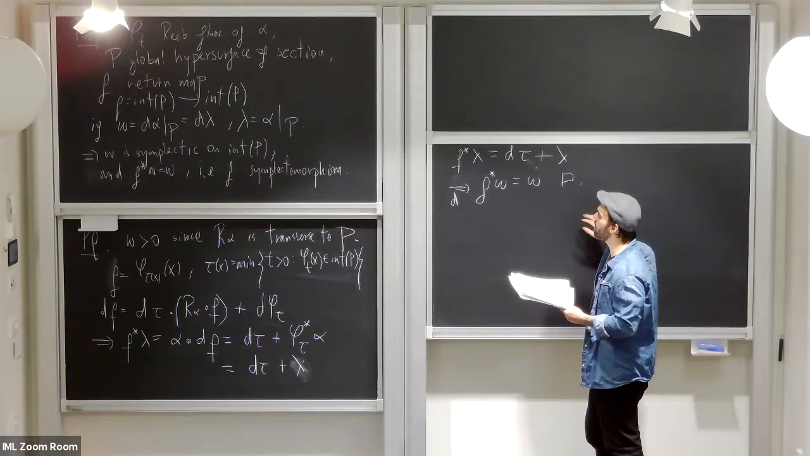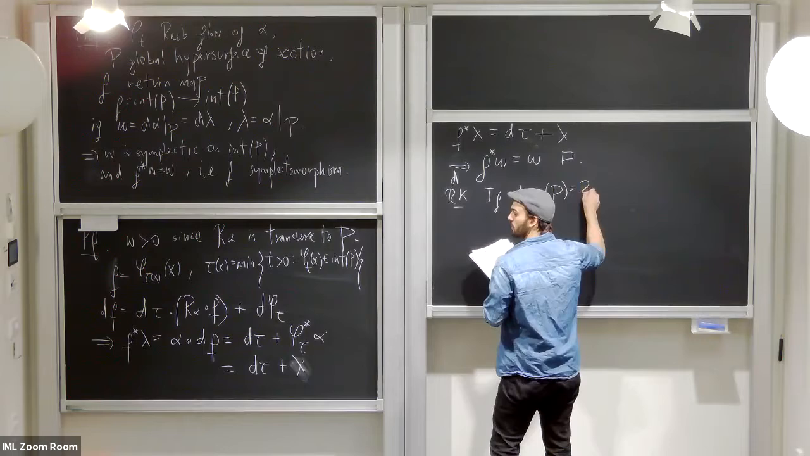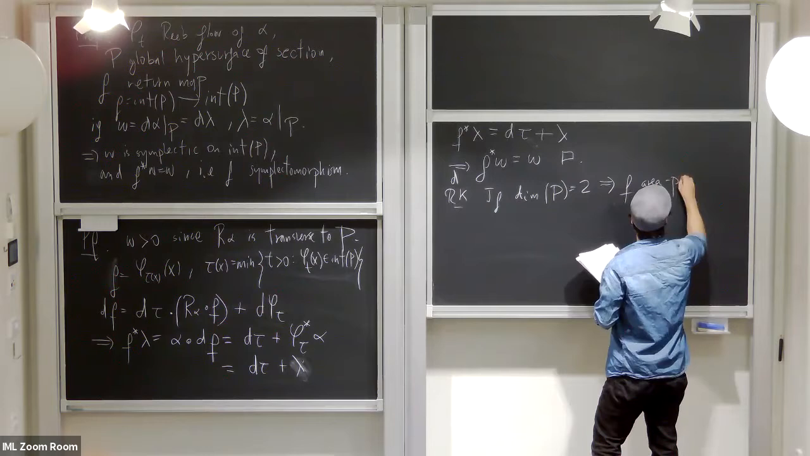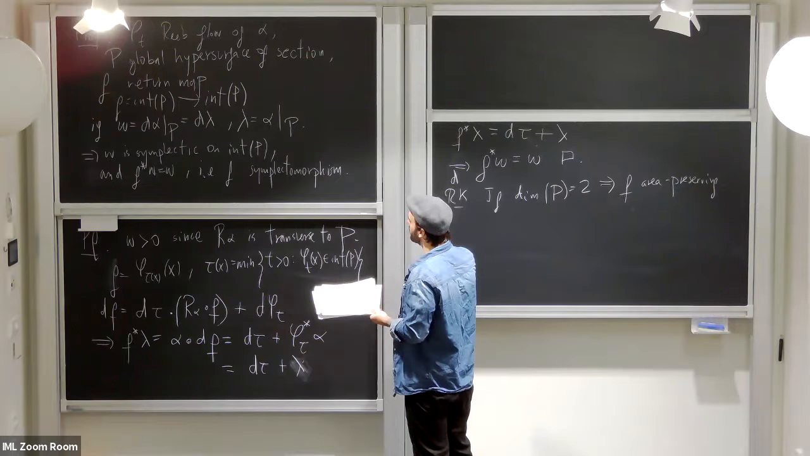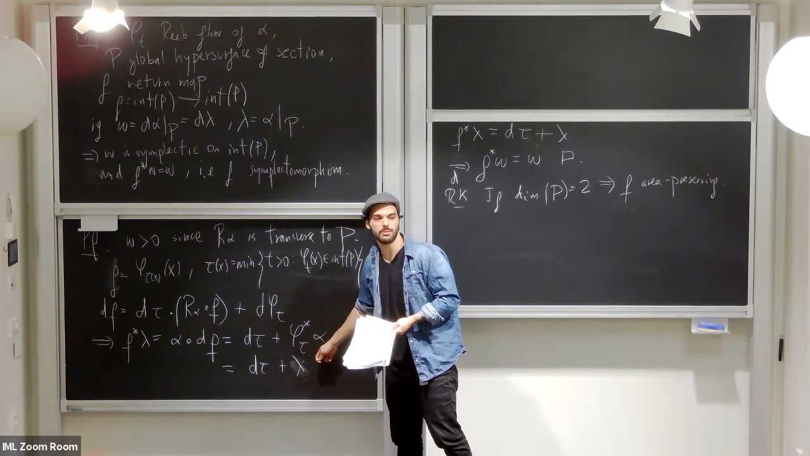Okay, so the remark: if the dimension of P is 2, so if P is a surface, then F is area preserving. And in some sense, this proof is an incarnation of the standard fact from Hamiltonian dynamics, the Liouville theorem. All I basically use is that the Reeb flow preserves alpha. You can see it as a version of the fact that the Hamiltonian flow preserves the symplectic form in the case of a symplectic manifold.